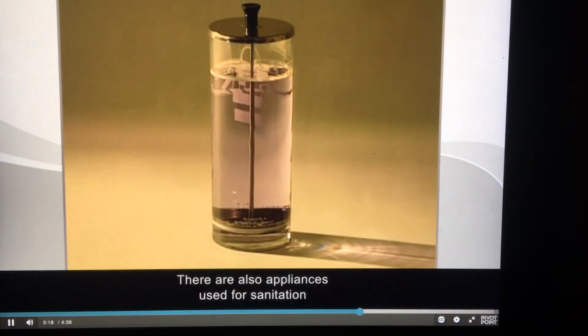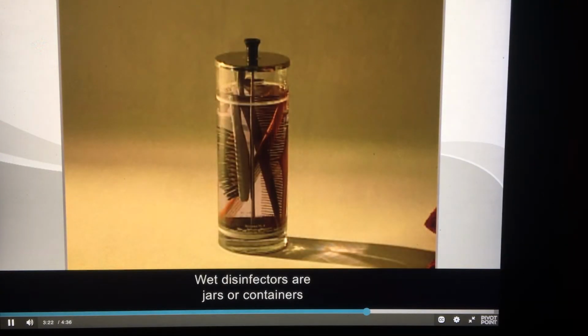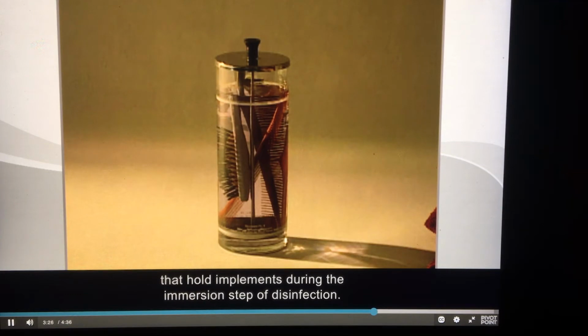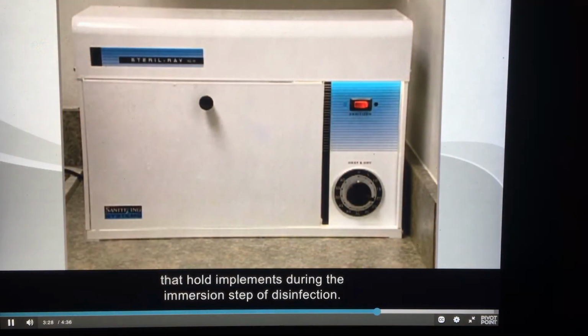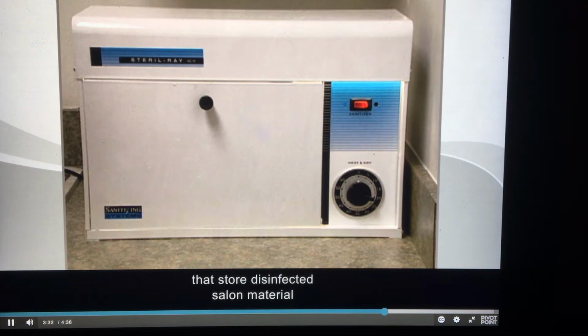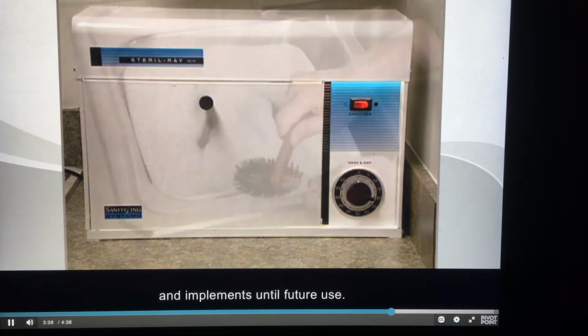There are also appliances used for sanitation and disinfection. Wet disinfectors are jars or containers that hold implements during the immersion step of disinfection. Dry sanitizers are sealed airtight cabinets or drawers that store disinfected salon material and implements until future use.